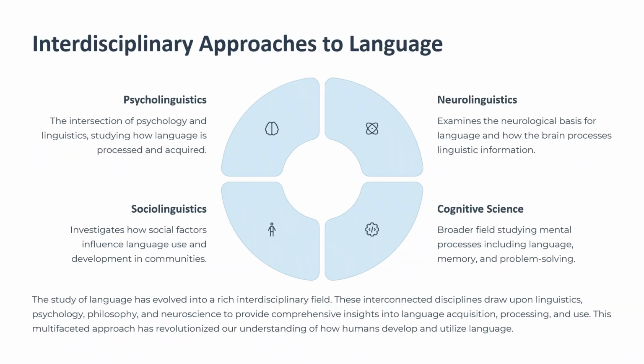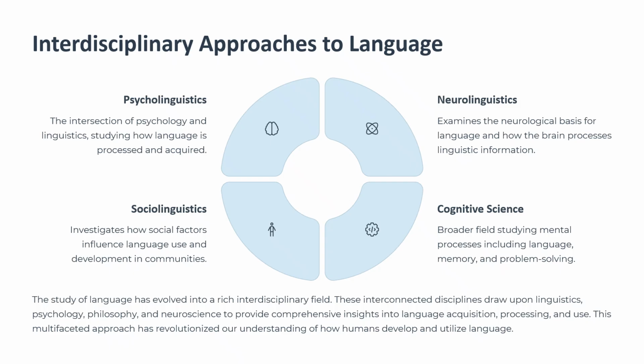Interdisciplinary approaches to language: psycholinguistics, sociolinguistics, neurolinguistics, and cognitive science. The study of language has evolved into a rich interdisciplinary field. These interconnected disciplines draw upon linguistics, psychology, philosophy, and neuroscience to provide comprehensive insights into language acquisition, processing, and use. This multifaceted approach has revolutionized our understanding of how humans develop and utilize language.